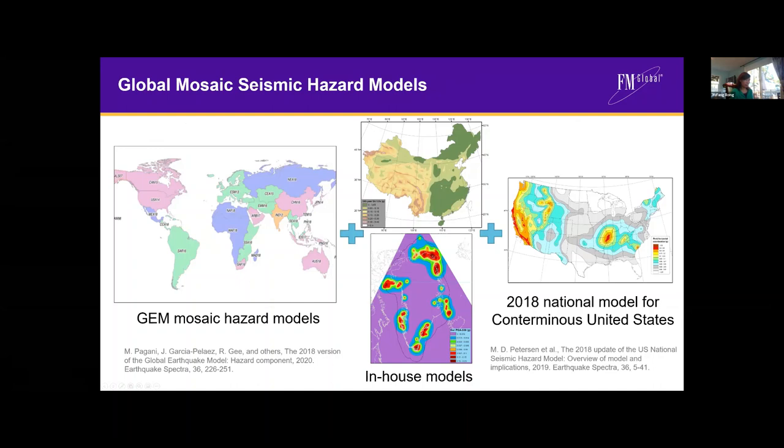Our next two applications are both at global scale. GEM, as you have seen from Marco's presentation, has collated and developed hazard models to cover almost the whole world. I use the word almost because GEM did not release a model for China. Fortunately, we have an in-house model for China, and GEM didn't release a model for Greenland, so we built a model for Greenland. Our Mosaic model uses GEM's Mosaic for almost all the countries, plus the China model from our development and the Greenland model. And for the US, we use the 2018 national model because GEM hasn't incorporated it into OpenQuake.